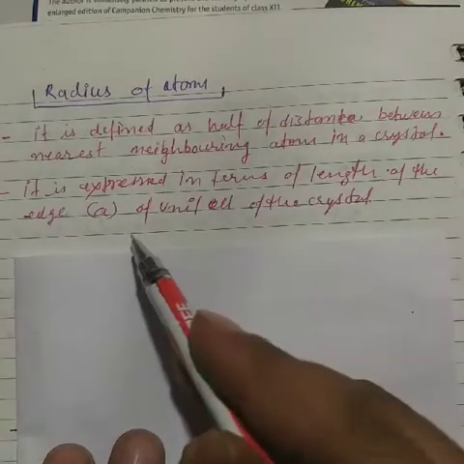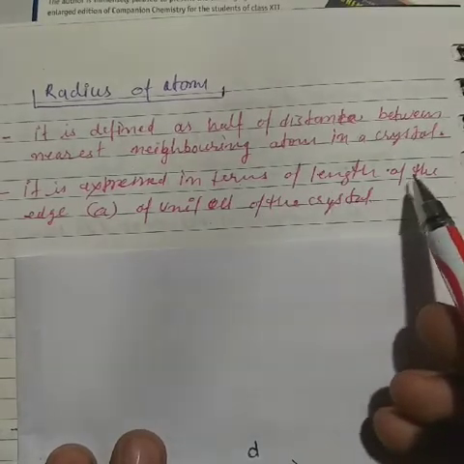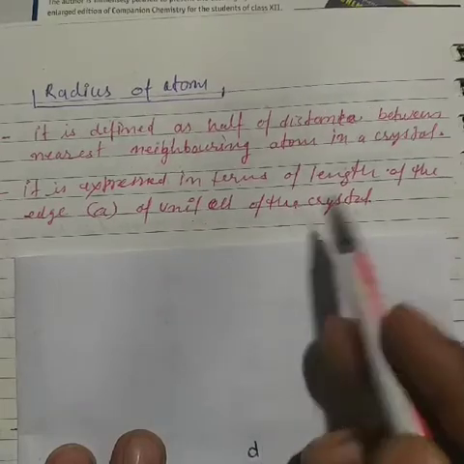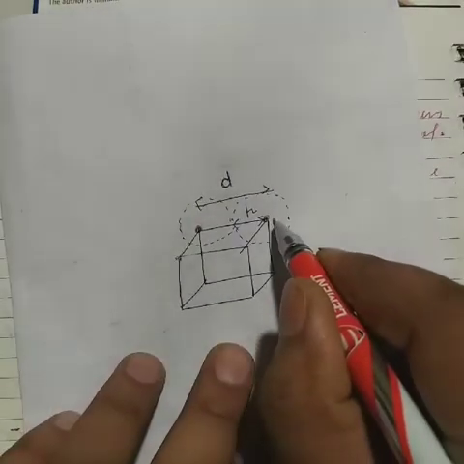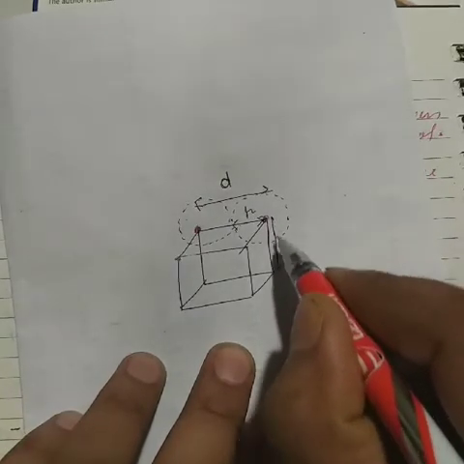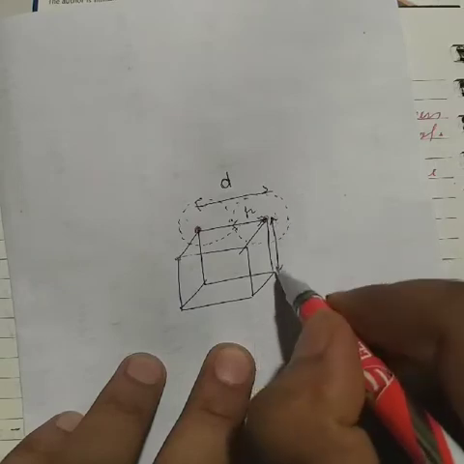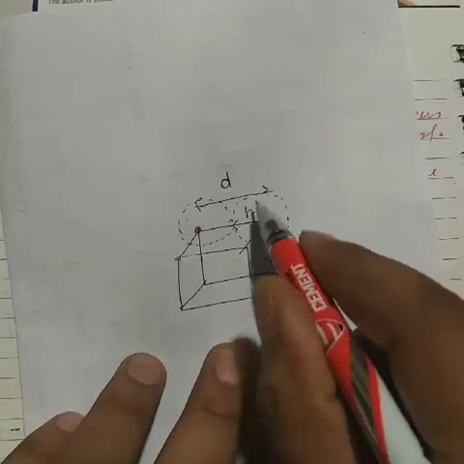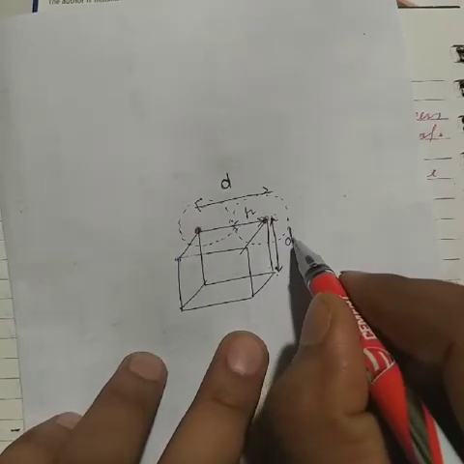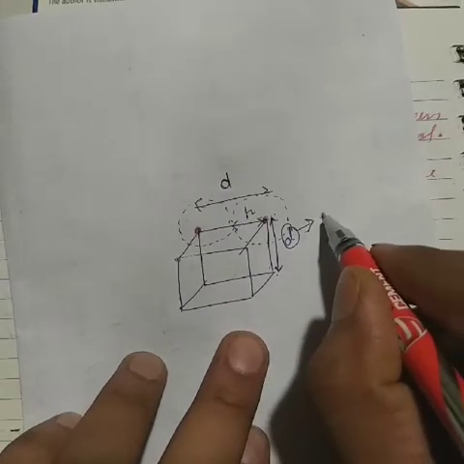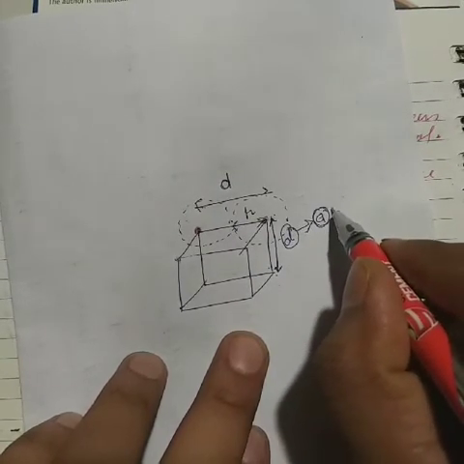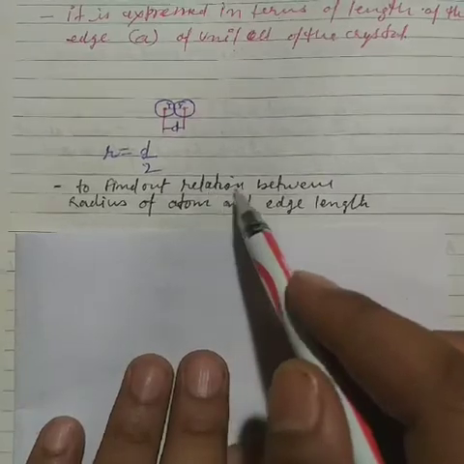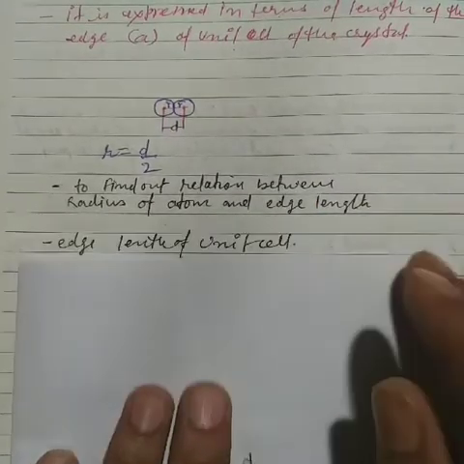Now it is expressed in terms of the length of the edge, which is represented by a, of the unit cell of the crystal. That means the distance from this atom to this atom, the distance between two nearest atoms, is called d. This we know as a, that is the edge length. So we will discuss how to find the relations between radius of atom and edge length.